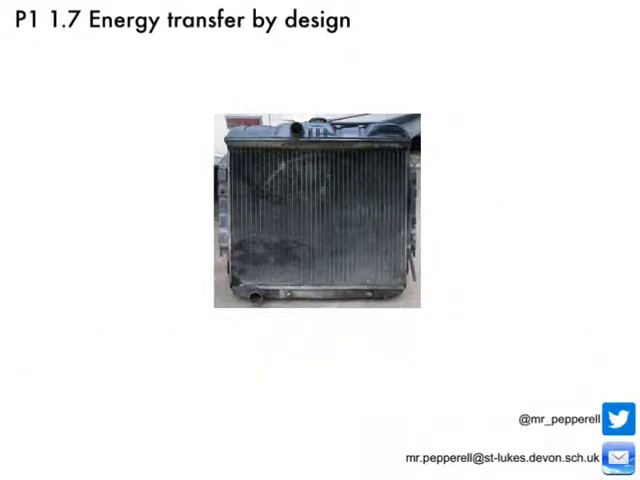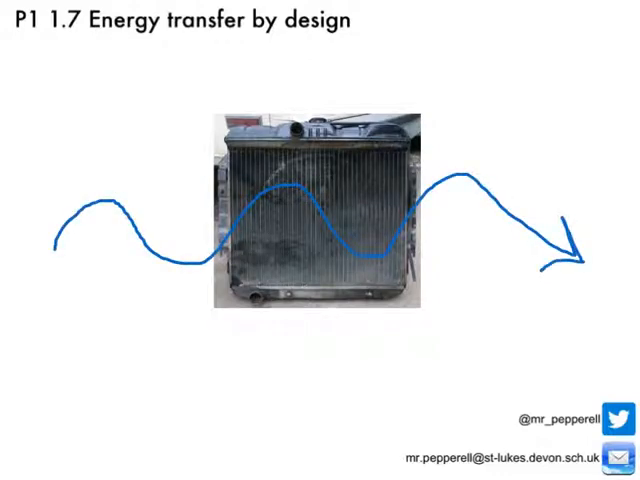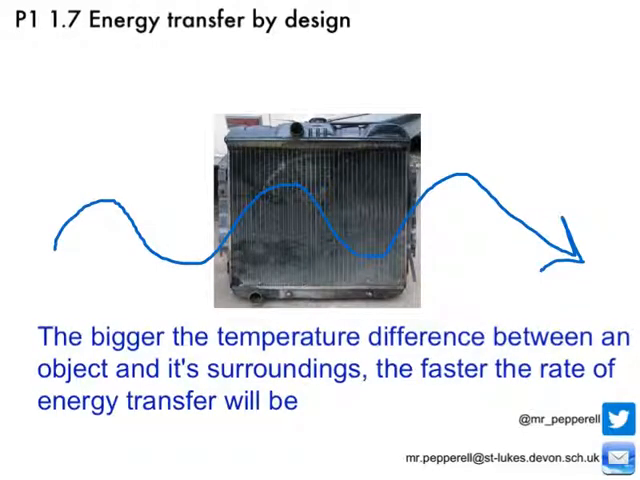You may also know that engines include a fan that maintains a constant supply of cold air flowing across the surface of the radiator to accept and carry away that heat. It needs to be cold air. From this we can say it's also important that the bigger the temperature difference between an object and its surroundings, so we've got a really hot radiator and cold air coming across it, the faster the rate of energy transfer will be. So if we've got really cold air, the energy is going to be transferred away from that radiator a lot quicker, keeping the engine cooler.